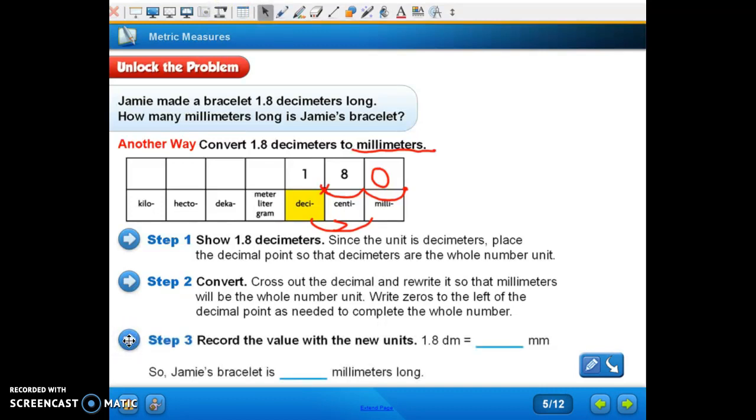Record the value with its new units. So 1.8 decimeters is equal to how many millimeters? How many do we have here? 180 millimeters. So Jamie's bracelet is 180 millimeters long.